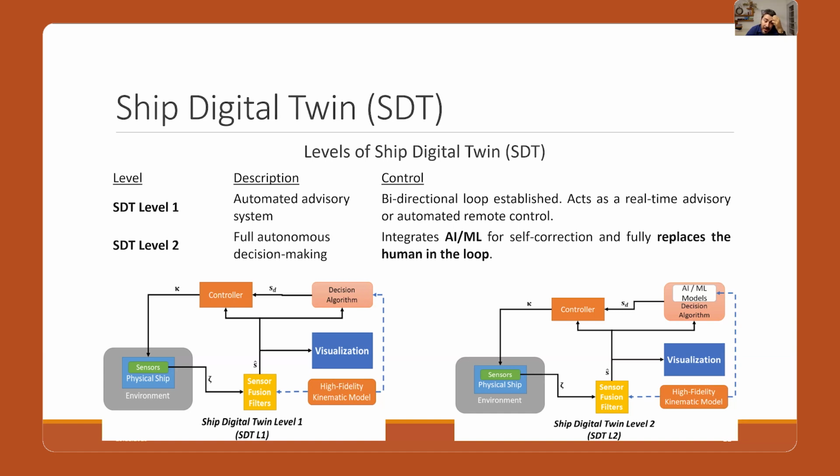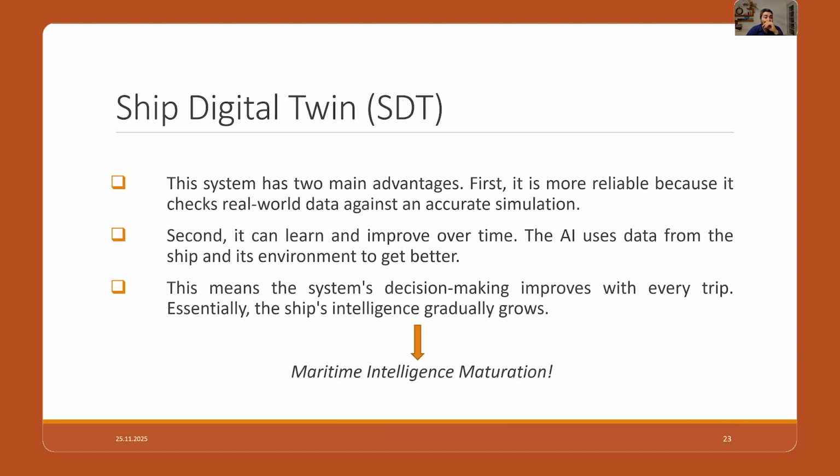The first stage is training in the digital world. The first training is in the virtual world. The second training, and the best training, is in the physical world. And this is the highest level in Ship Digital Twin, which is level 2.